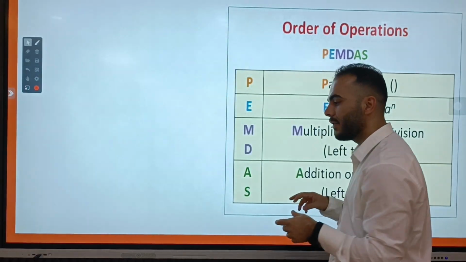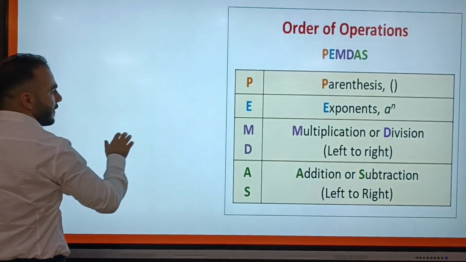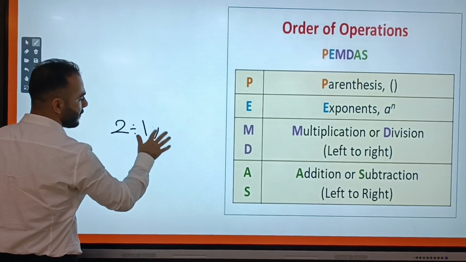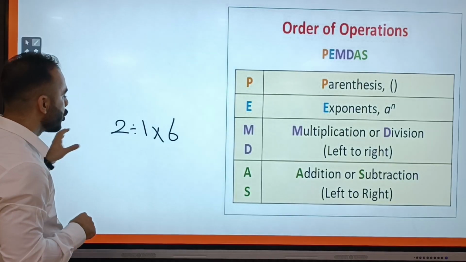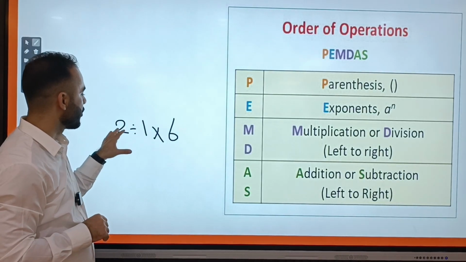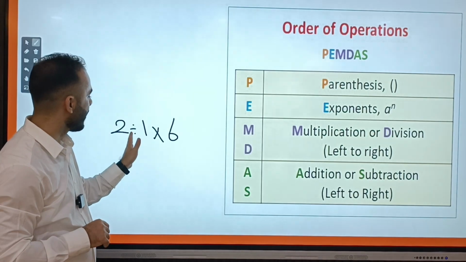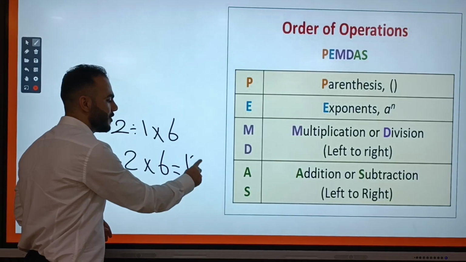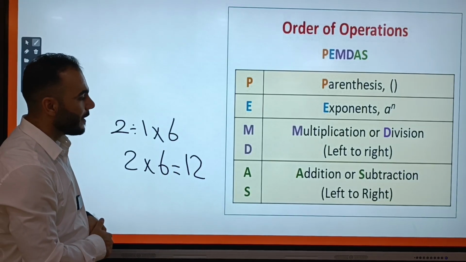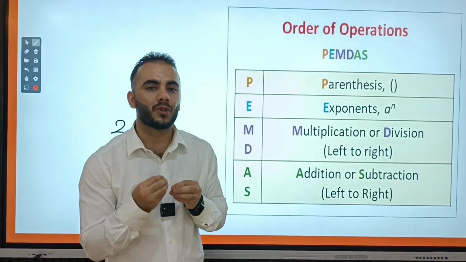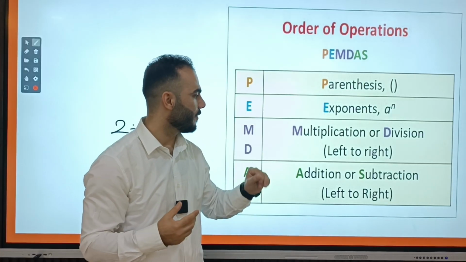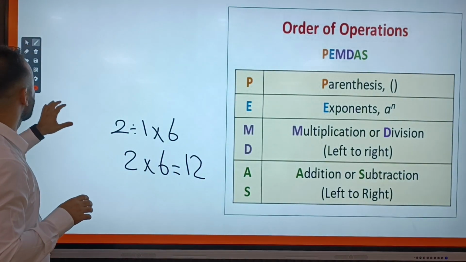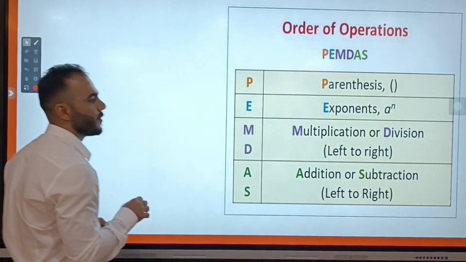Okay? For instance, let's just give one example. 2 divided by 1 multiplied by 6. First of all, from left to right, we have division. So 2 divided by 1 is 2. Then multiplication. 2 times 6 is equal to 12. So from left to right, we decide which one to deal with, either multiplication or division. For addition and subtraction, we have the same story: from left to right, whatever comes first, we deal with that one first.